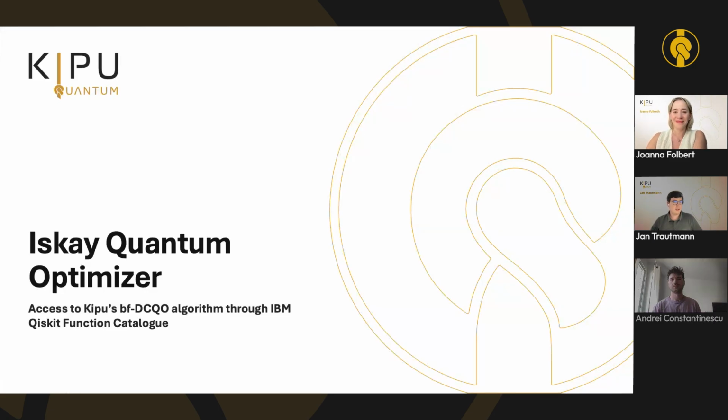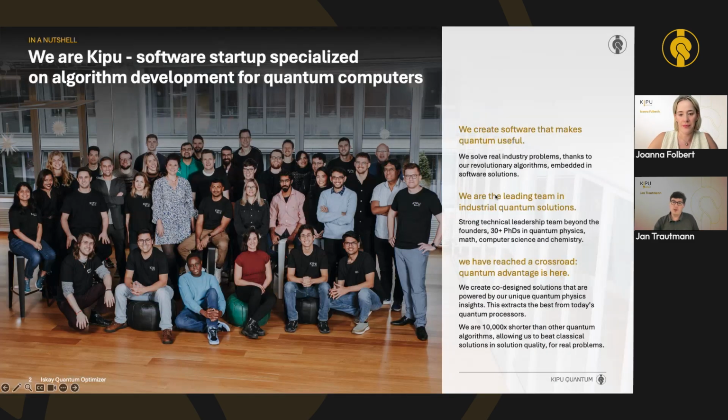Yes, let's get started with our Iskay Quantum Optimizer. Before we dive a little bit deeper into the topic, I would like to give you a brief overview of what Kipu actually is and what we are doing. So we are a German-based software startup specialized in designing quantum algorithms that are running on current quantum computers. So devices like IBM has, and where we can start to tackle real industry problems.